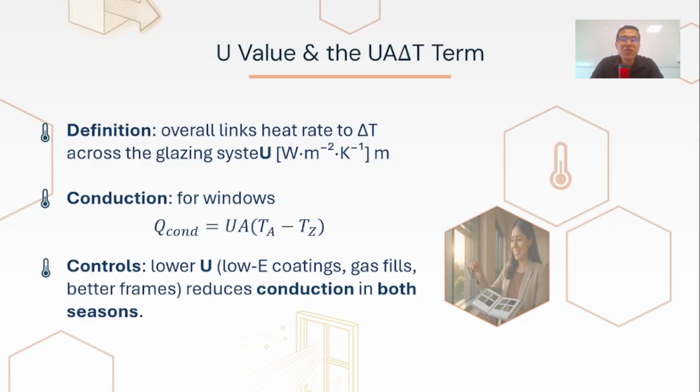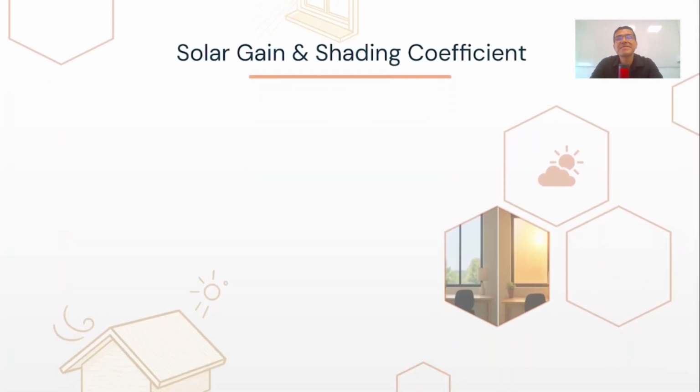When you are comparing different windows or reporting your results, always remember to keep the conduction term separate from the solar gain. This helps you figure out whether you'll get more bang for your buck by improving U value or by focusing on reducing solar gain.